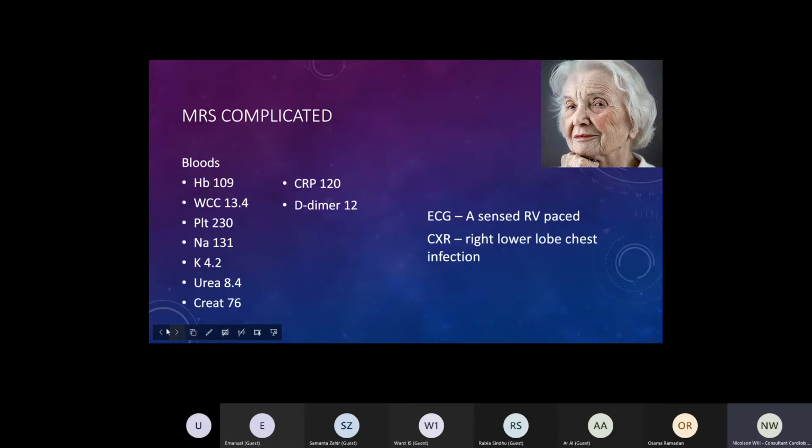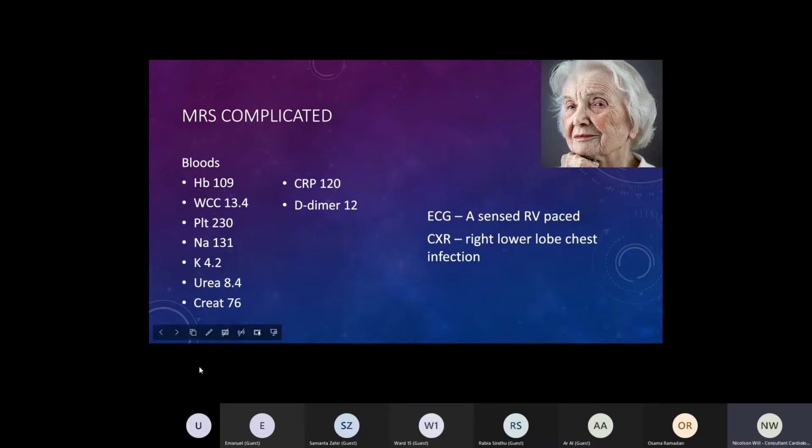I'll give you her bloods. So she's got mild anemia with a raised white cell count, and she's got reasonable renal function, slightly low sodium, moderately raised CRP, and very raised D-dimer. So we've got suggestions of chest infection, yep, and then somebody else suggested CAP, which I believe stands for community-acquired pneumonia. Correct me if I'm wrong.